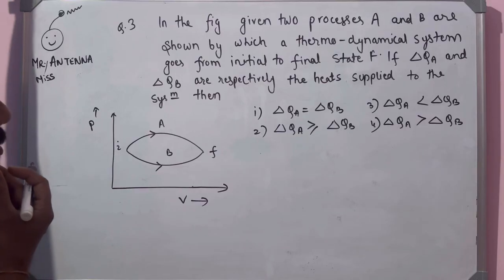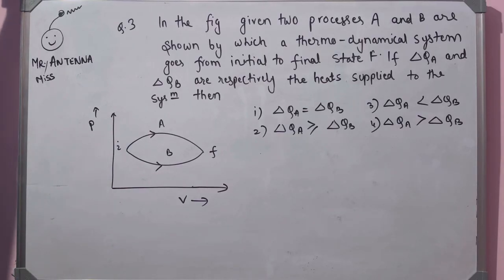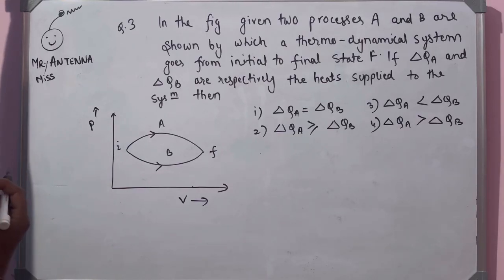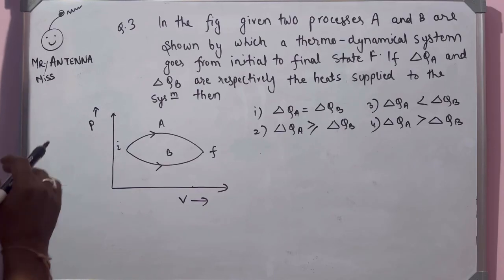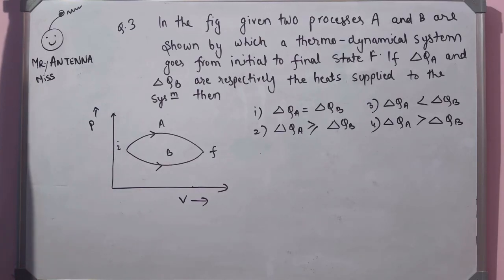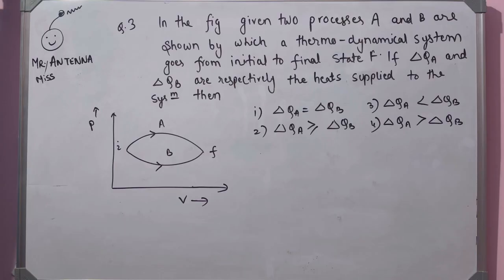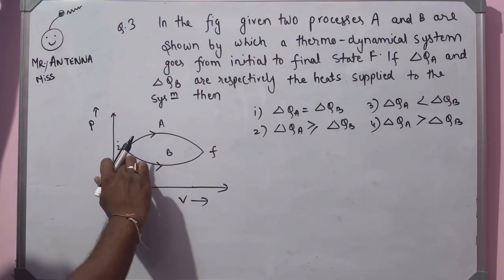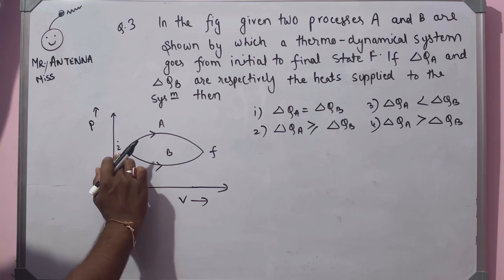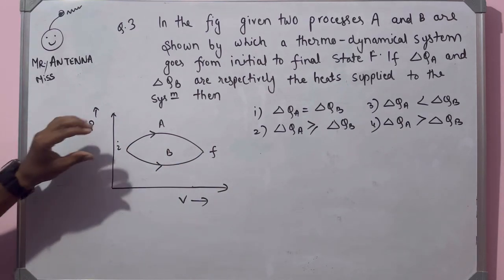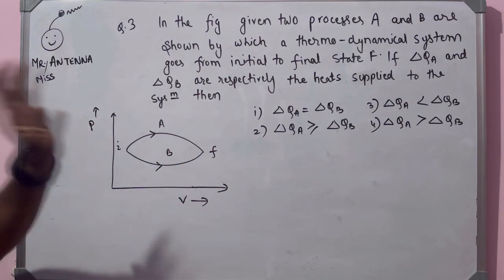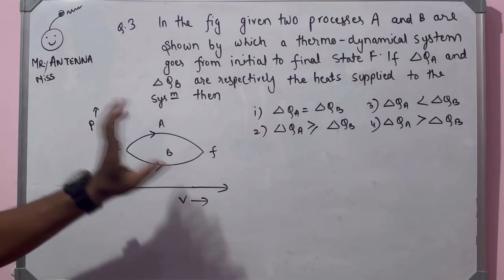In the figure given, two processes A and B are shown by which a thermodynamical system goes from initial to final state F. If delta QA and delta QB are respectively the heat supplied to the system, then okay. ठीक है, I'll read out the question. In the question they have given a pressure versus volume graph, and we are having two thermodynamic processes. I'm going through processes A and B from initial, I for initial, F for final. So there are two processes by which I am going from initial to final state along A and B.